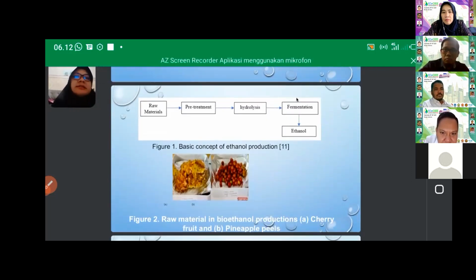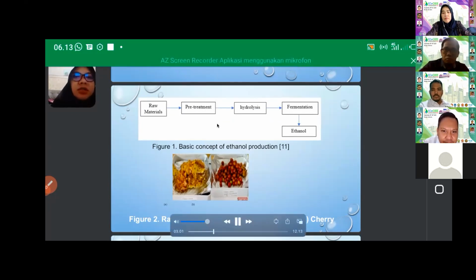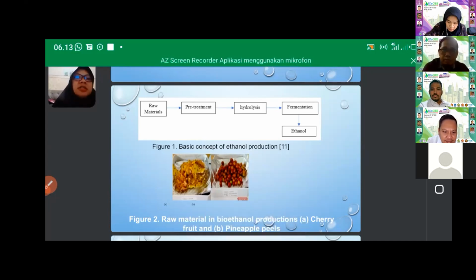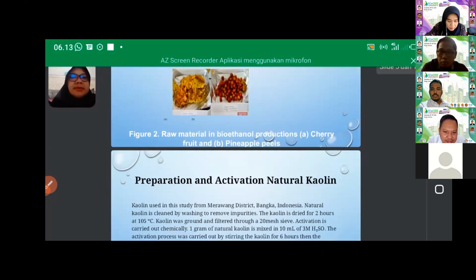This is the basic concept of ethanol production: the raw material, then pretreatment, then the hydrolysis process, and then fermentation, and then we get bioethanol mixed with water. Figure 2 shows the raw materials in bioethanol production, which are cherry fruit and pineapple peels.